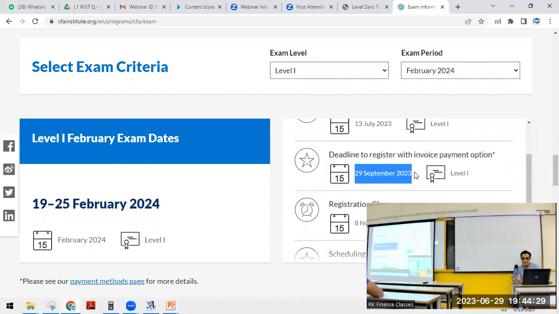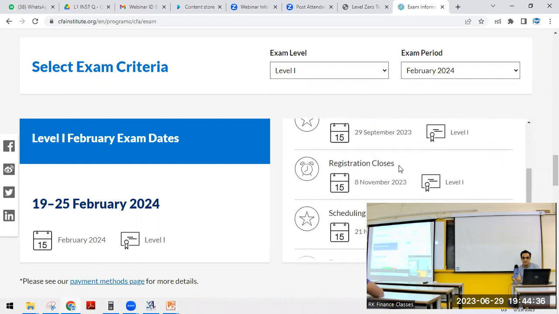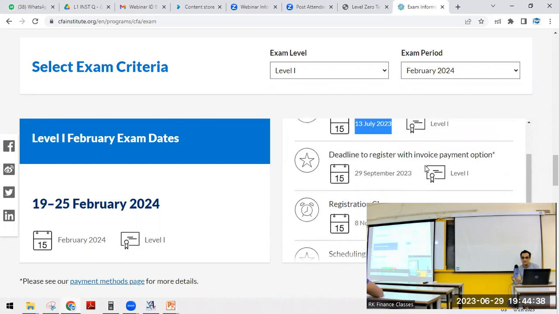This is the wrong date; it is 13th August. You get an additional one month. They've given two months, which is wrong. From 13th July, you get an additional one month to pay by invoice, which is your wire transfer method, like a bank transfer. With that, you will get that extra one month.